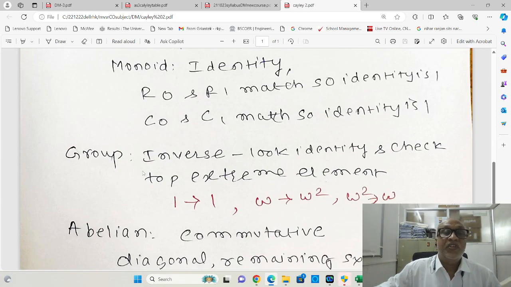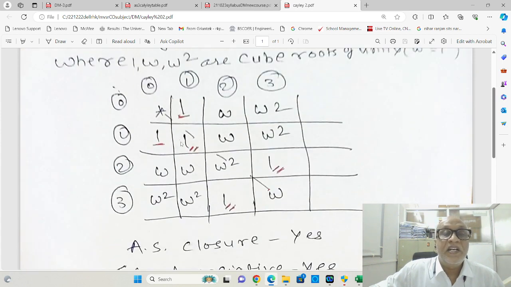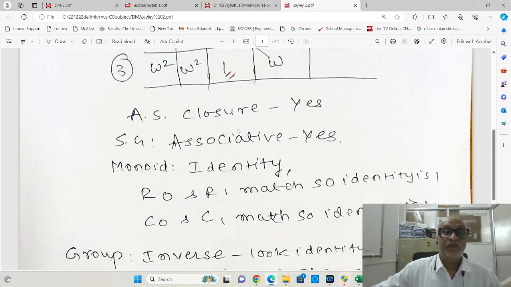After that we need to check whether it's group or not. For checking whether it's group or not, we have to check the inverse. For inverse we have to look at identity, and after marking the identities we have to check the top extreme elements. So here identity is 1, and identity is 1. If you take the top extreme elements, inverse of 1 is 1. Similarly here inverse of omega is omega square. Similarly inverse of omega square is omega.